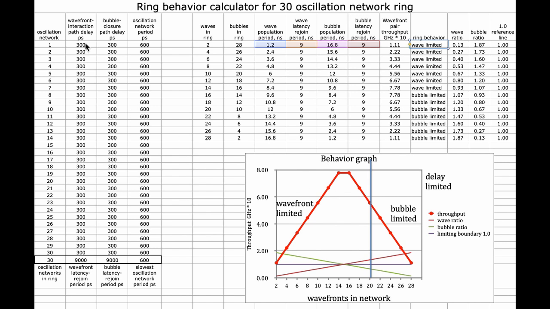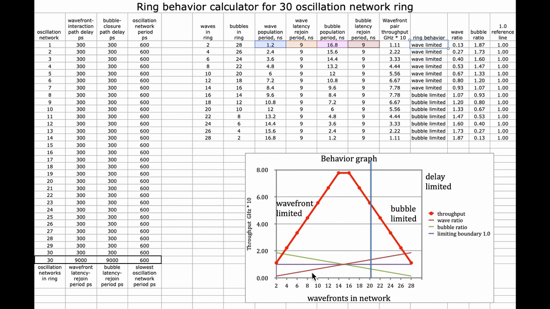And because all of the delays in the oscillation networks are the same, this is symmetrical. Now, if you remember in the demonstration, as we added wavefronts to the ring network, the throughput increased to a peak, and then as we kept adding waves, it became bubble limited and the throughput decreased. And that's what this line is showing.